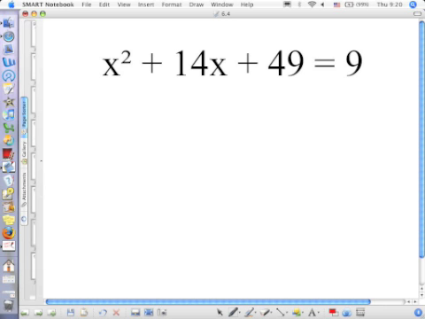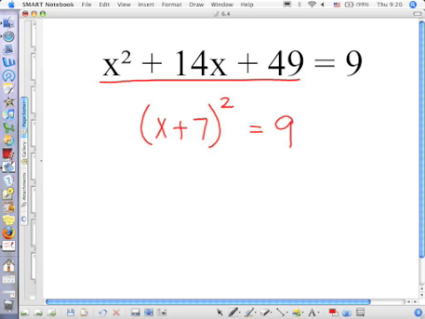All right, now, this is why we need to be able to recognize a perfect square trinomial. On homework tonight, you're going to be solving these equations. All right, if you look at x squared plus 14x plus 49, is that a perfect square trinomial? Yes. What's the number? 7. This trinomial factors down to x plus 7 squared, and that's equal to 9. I haven't added anything to the equation. I haven't changed the equation. I've just stated it differently.